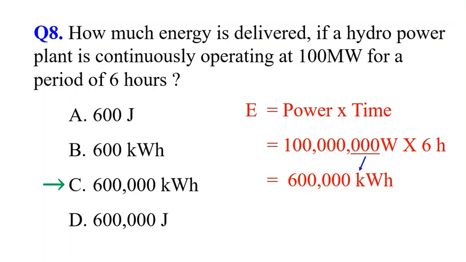How much energy is delivered if a hydropower plant is continuously operating at 100 megawatts for a period of 6 hours? So you know the energy. If you want to calculate the energy, you need power and the time. The power is given as 100 megawatts. You can convert into watts, and the time is 6 hours. But if you see the answers, it is in kilowatt hours. You have to convert watts into kilowatts and keep the hour term, the kilowatt hour unit, and you will get the answer C.